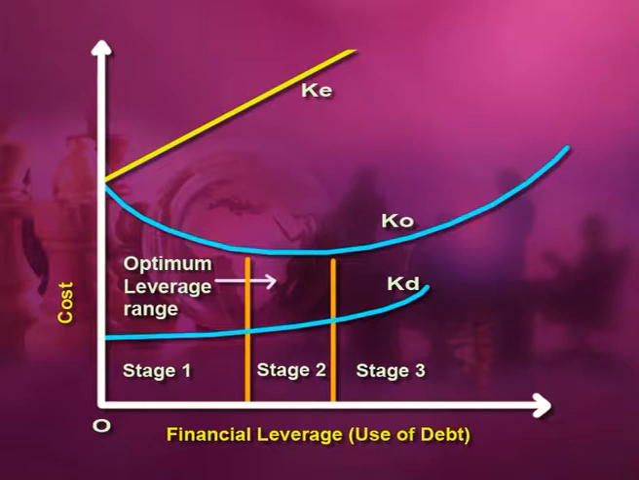The cost of capital curve is convex to the x-axis, which shows that in the beginning, when there is no debt or a little debt, the cost of capital is higher. As more debt is introduced, it goes on declining, and there is a specific point at which the cost of capital is minimum. After this point, the cost of capital starts increasing with the introduction of more and more debt in the capital structure. As per this theory, the optimal capital structure would fall somewhere in the second stage.